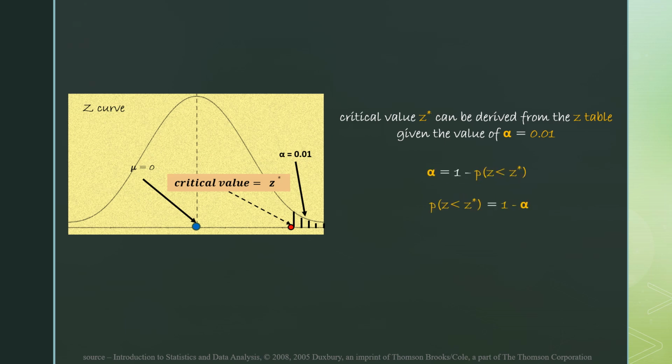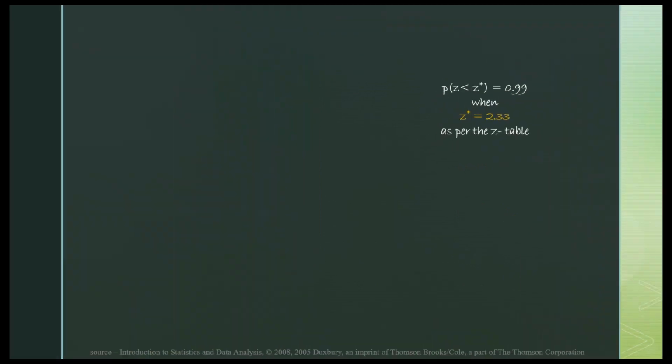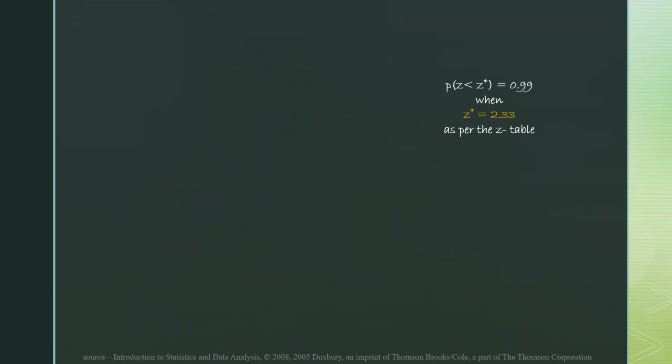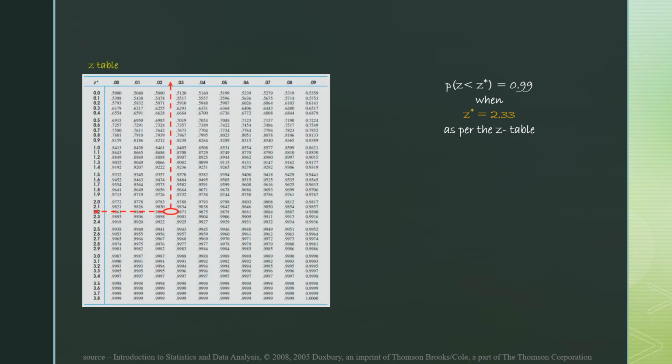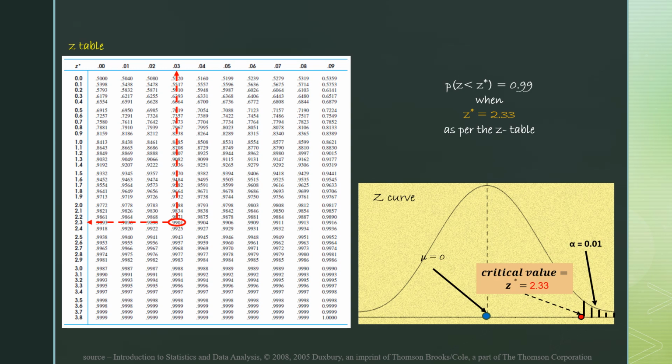Alpha equals 1 minus probability of Z taking a value less than Z star. Therefore, probability of Z taking a value less than Z star equals 1 minus alpha. Probability of Z taking a value less than Z star equals 1 minus 0.01, which is the value of alpha, which in turn equals 0.99. Probability of Z taking a value less than Z star equals 0.99 when Z star equals 2.33 as per the Z table. Therefore, critical value Z star equals 2.33.